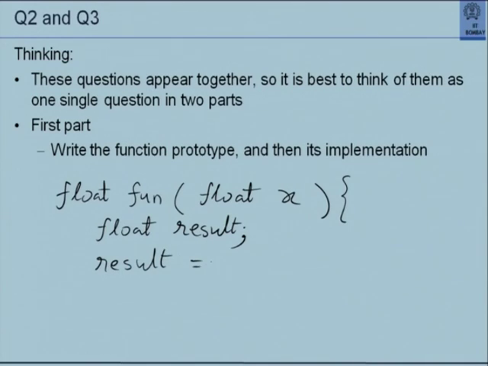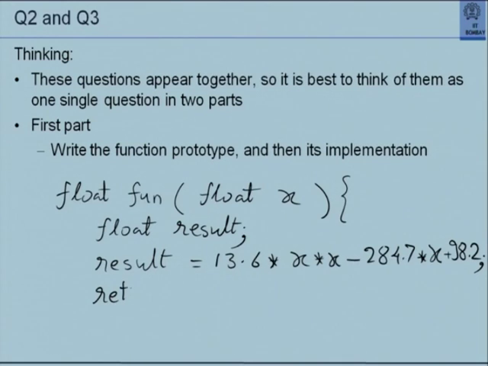And is it not simple to simply say result is equal to, what should I write here now? Yes, 13.6 multiplied by x square. How do I write x square? X into x plus, minus 284.7 into x plus 98.2. I have written that form, that equation for the function. Now I have calculated result. I should return the result value. So I will simply say return result. You see how easy it is to write the function.